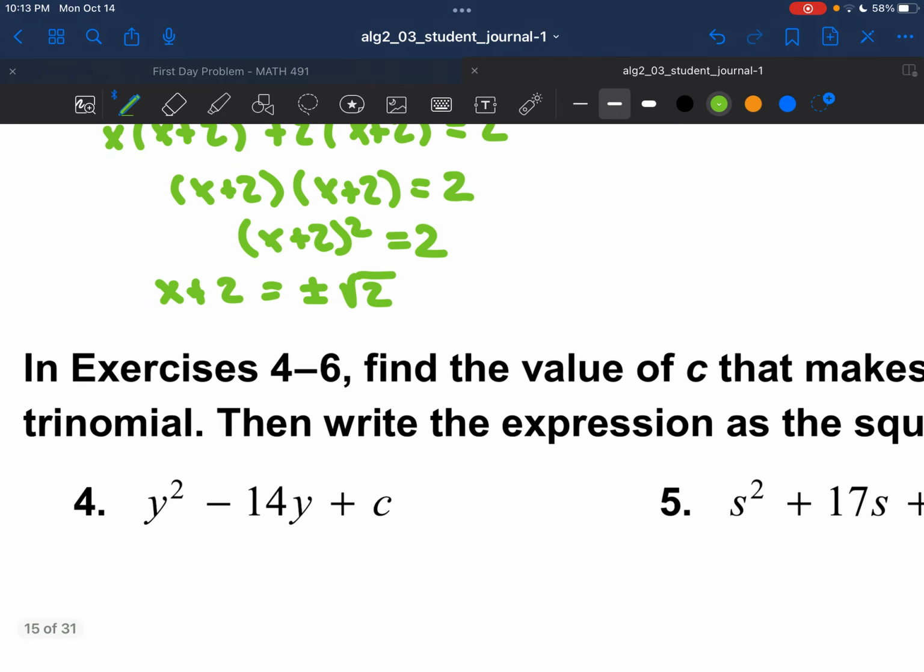Take the square root of 2, and that's going to be x + 2 equals plus or minus the square root of 2. And then you're going to subtract 2 to the other side. So x equals negative 2 plus or minus the square root of 2.